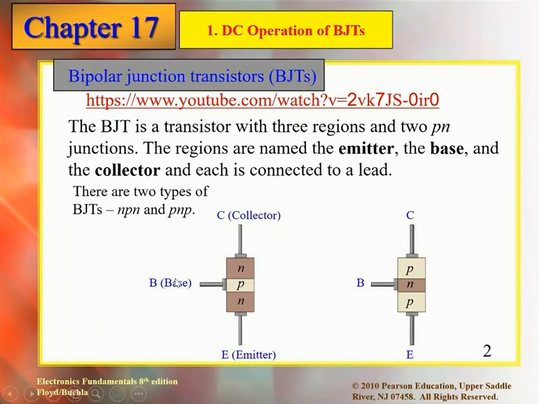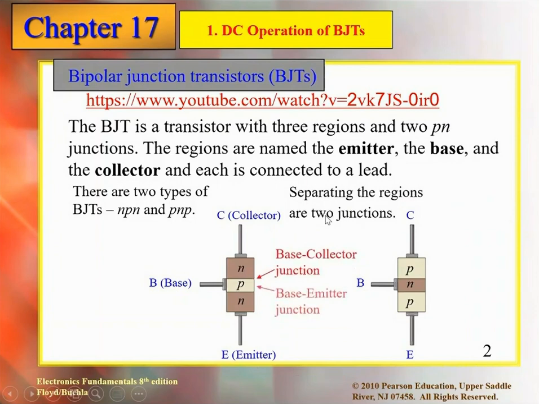And how it works, basically: the small voltage or current at the base can control the current between the collector and emitter. That is its role. This is something we will learn in detail now. Separating these regions, there are two junctions, the base-collector and the base-emitter. I already told you this one.